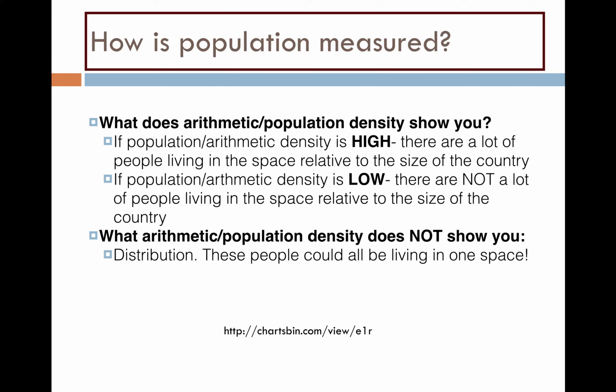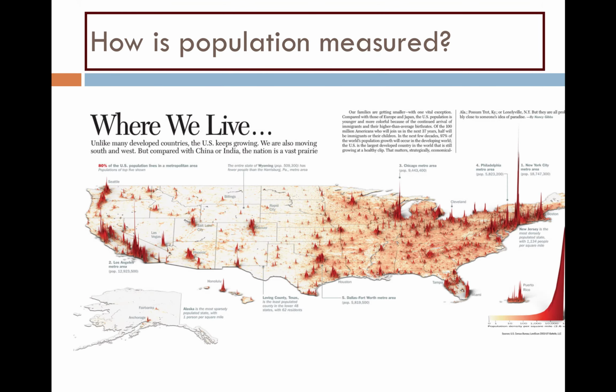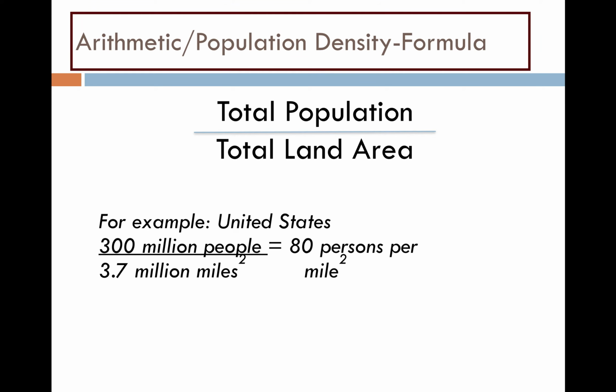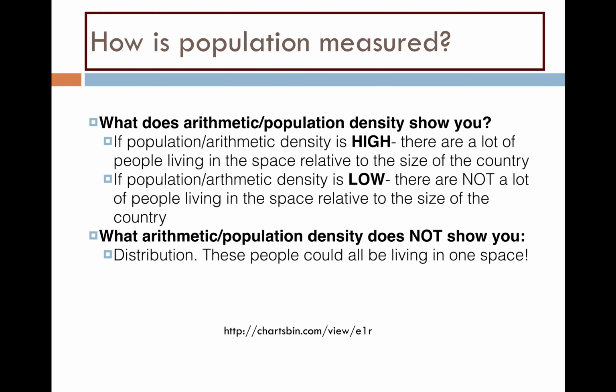If population density is low, there are not a lot of people living in that space relative to the size of the country. Let's say it's a huge country, then you'd have a very large denominator with not a lot of people living in it. Not a lot of people for the size of the country, or a lot of people, a high numerator, for a small denominator. That would be high population density.